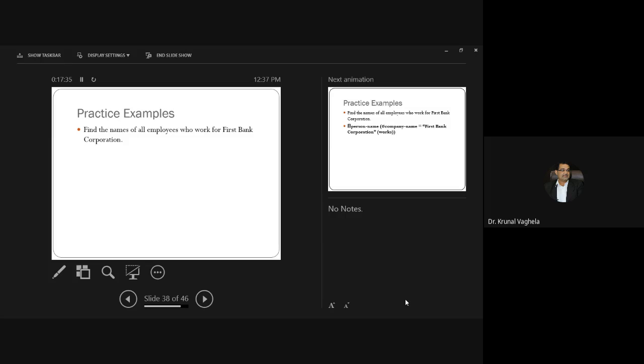Should I show you the answer? So select company name is equal to First Bank Corporation. From which table? Works. And I want only person name, because I don't want every detail. If it is written "find the details," then no project operation. But I need only person name. So this will be the answer. How many have written correctly? Very good.